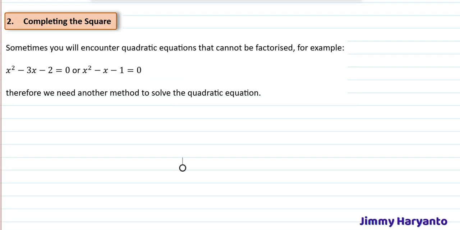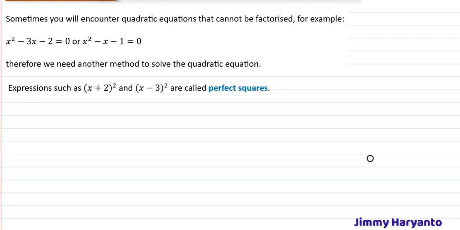Okay, the next method to solve quadratic equations is completing the square. Sometimes you will encounter quadratic equations that cannot be factorized. You cannot find the numbers. Yeah, for example, x squared minus 3x minus 2 equals 0, or x squared minus x minus 1 equals 0, because the value of x is not whole numbers or rational numbers. Yeah, the value of x will be irrational. Irrational means square root of something or decimals. Yeah, therefore we need another method to solve the quadratic equations.